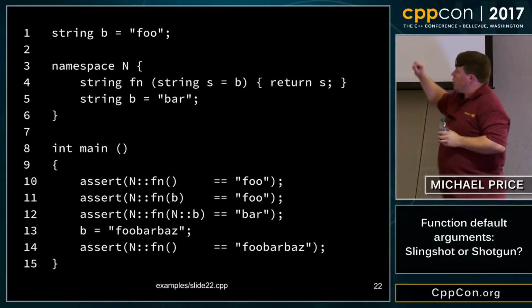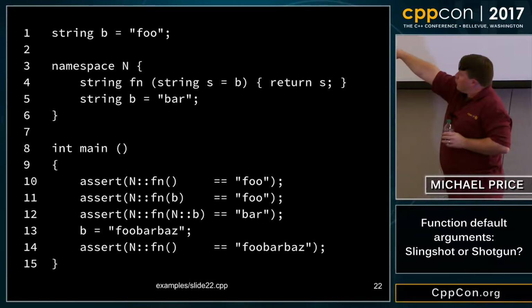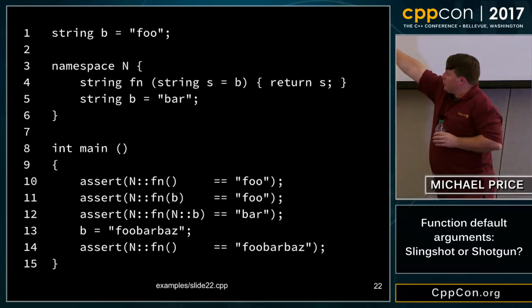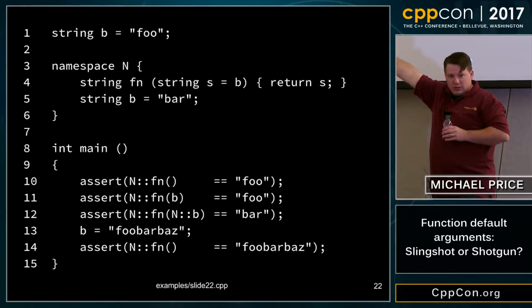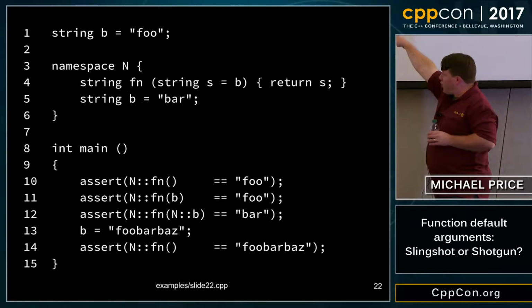So you get foo. Now, if you just say b right there too, you'll get foo, right? Because it's going to find the global one. But you could provide explicitly the namespace n one and get bar.